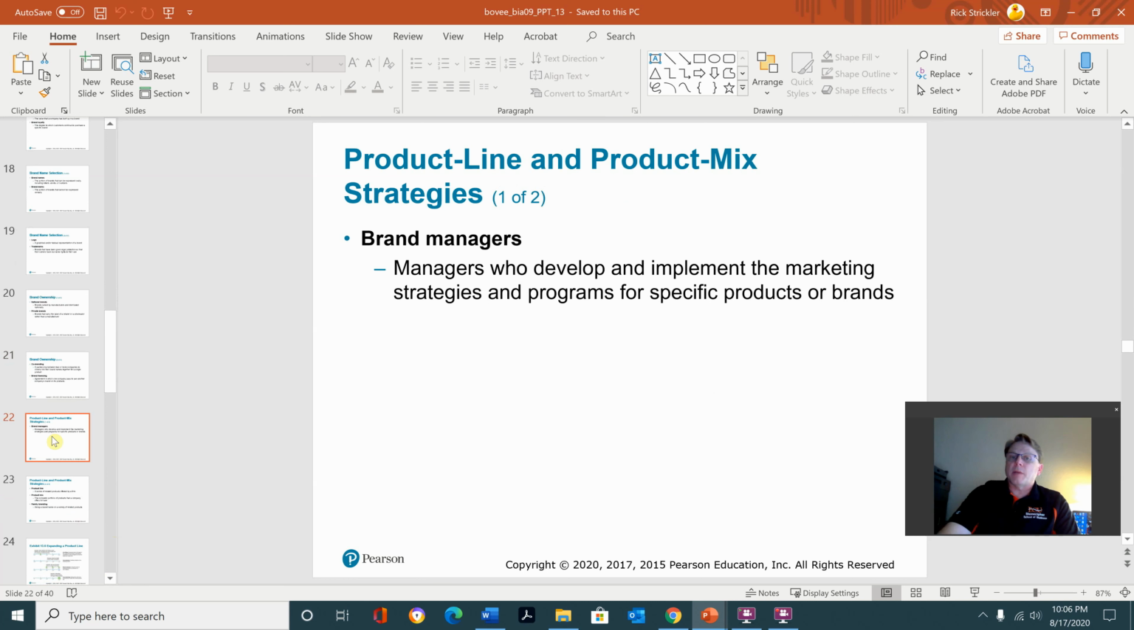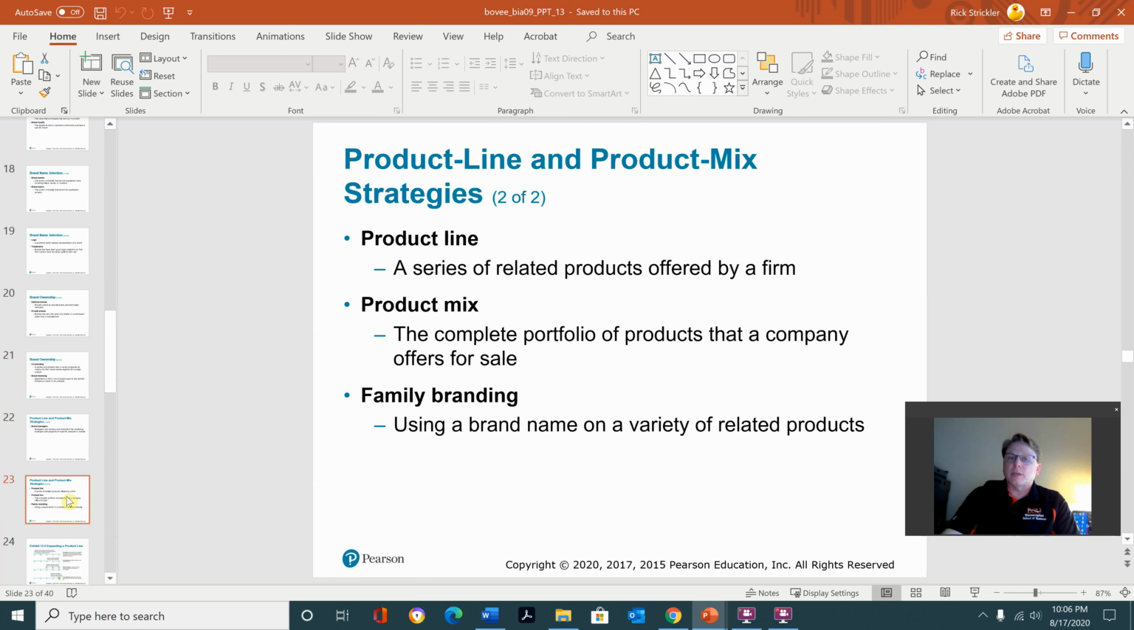And then brand managers are managers who develop and implement the marketing strategies and programs for specific products or brands to make sure that they're successful. Product line is a series of related products offered by a firm. The mix is a complete portfolio of products that a company offers for sale. And then family branding is using a family name on a variety of products.